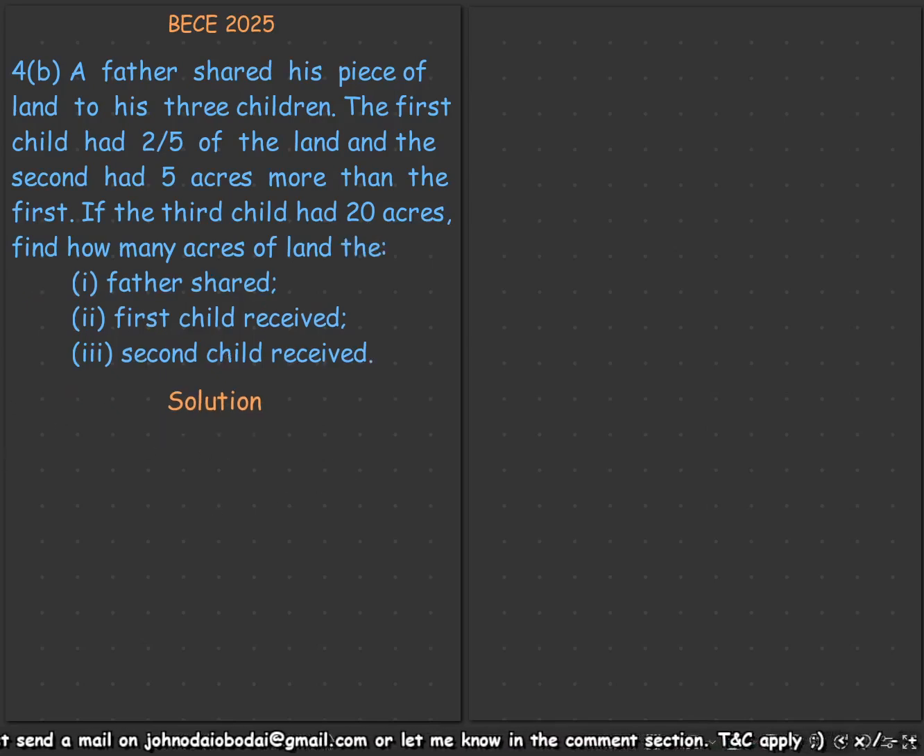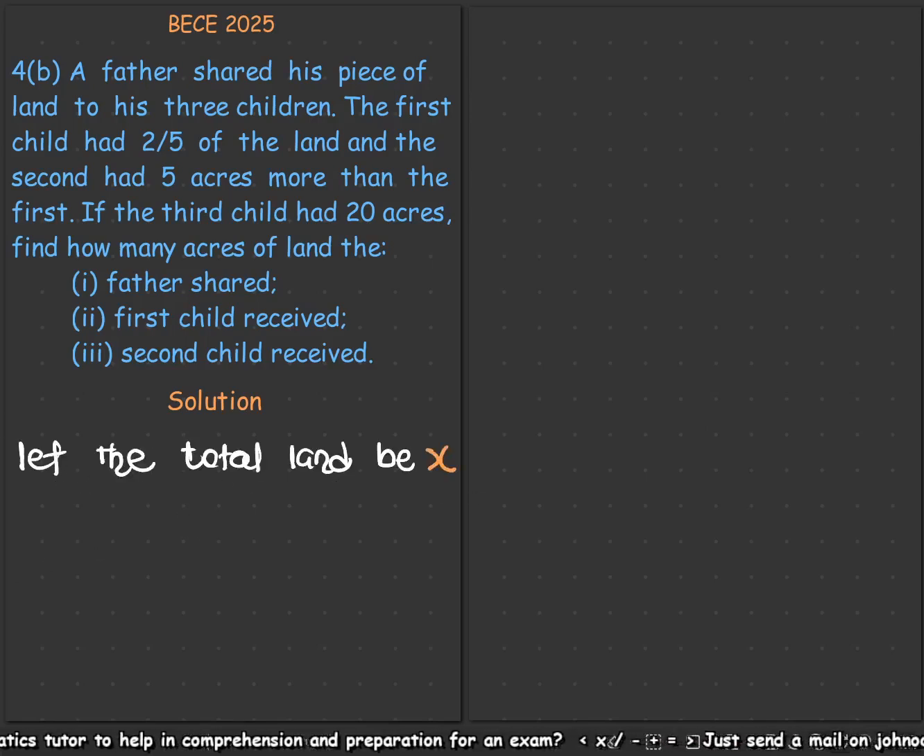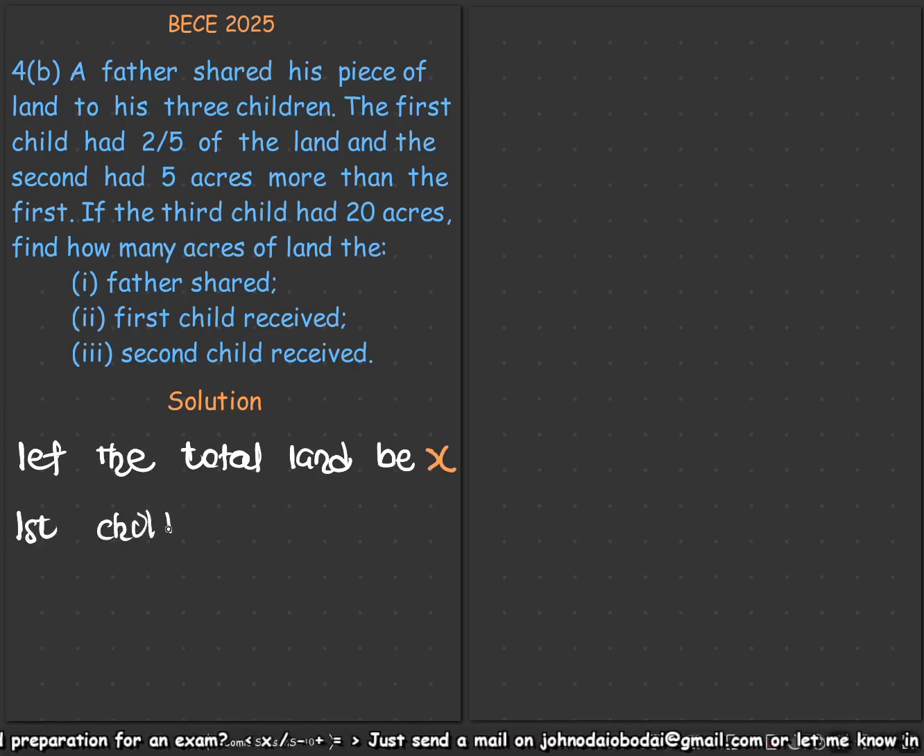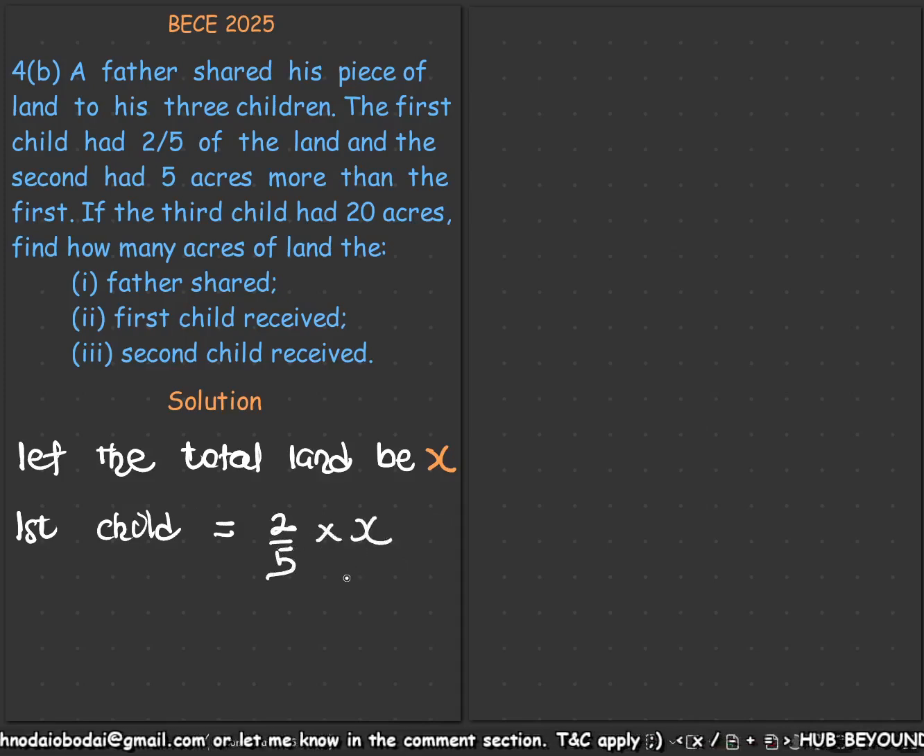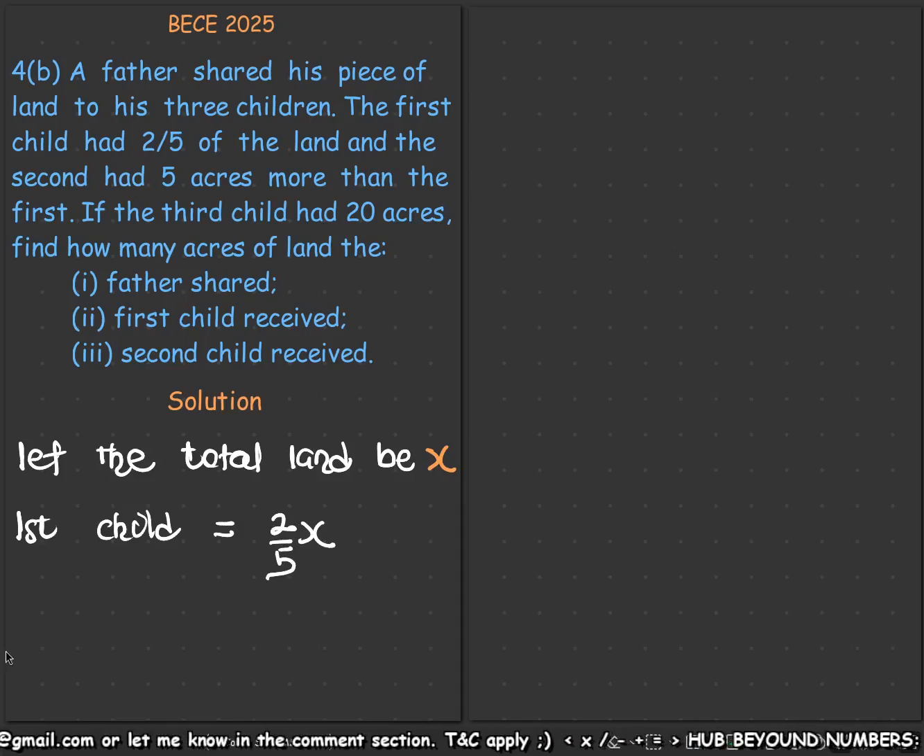To solve this question, we'll first have to write out our parameters. What have we been given in the question? Let's start by saying we should let the total land be X acres. Now that will mean that the first child is then going to be what? We said the first child had 2/5 of the land. So 2/5 of means what? You can just call it 2/5 X.